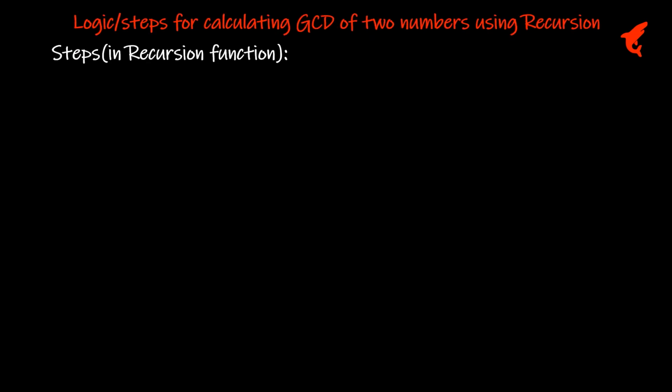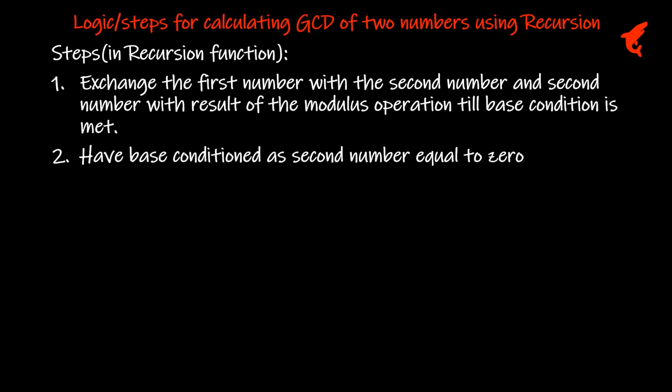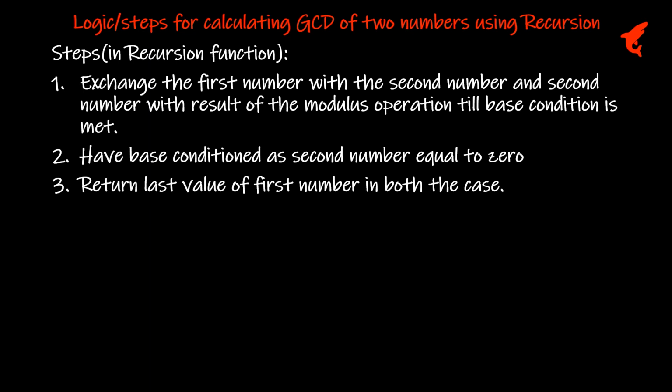Right. So what are going to be the steps of logic for this particular program? First, of course, we exchange the values of the first number with the second number, and the second number with the result of the modulus operation. Okay, so we do the reassignment, and we keep on doing this till the base condition is met. And what is going to be the base condition? The condition is going to be the second number equal to 0. Till the second number is not equal to 0, we keep on repeating it, and once it becomes 0, we stop the call. And we return the value of the first number in this case, and also when the base condition is not met. Right? Let's look at the program.